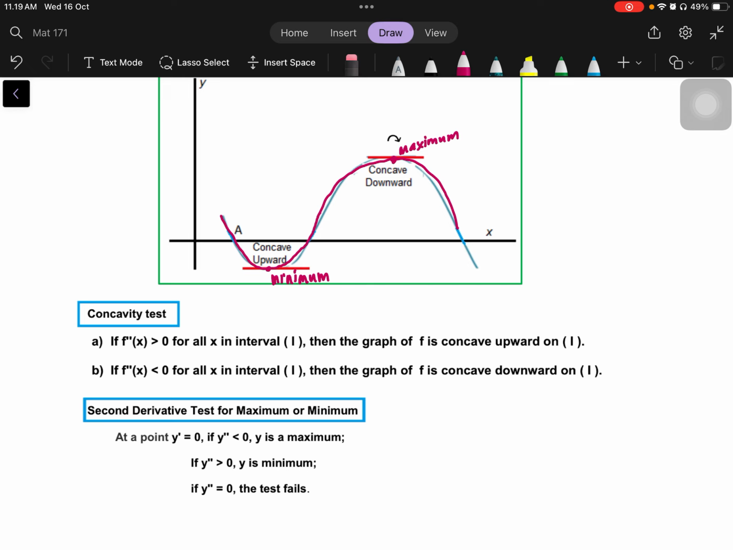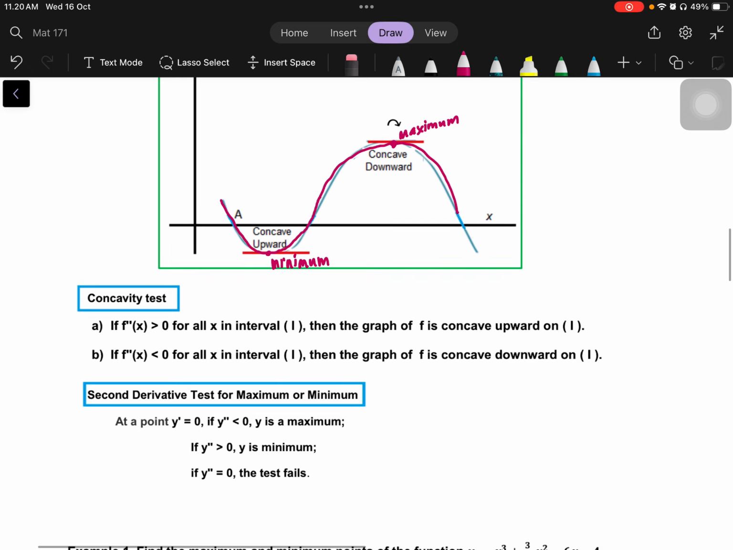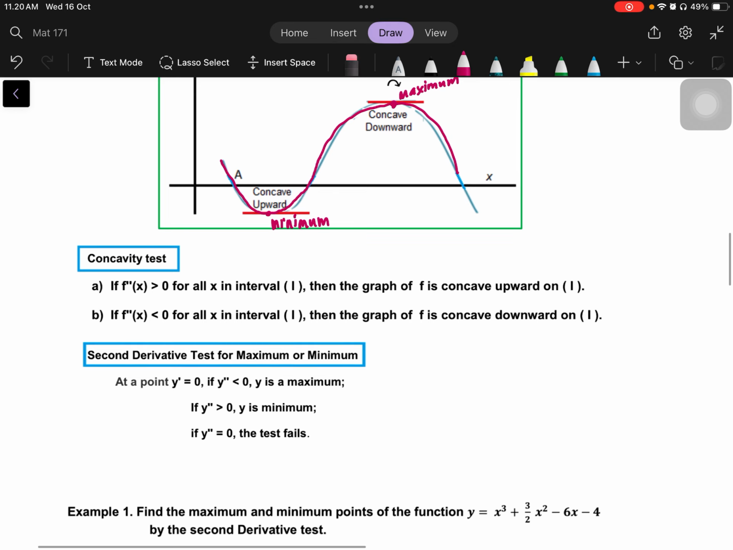Okay? And then, kung yun namang kabaligtaran, if your second derivative is less than 0, okay, less than 0, nag-negative siya, ibig sabihin, you are on your maximum. Okay, nasa maximum ka kasi bumaba naman siya. Okay, so therefore, it is on your maximum.